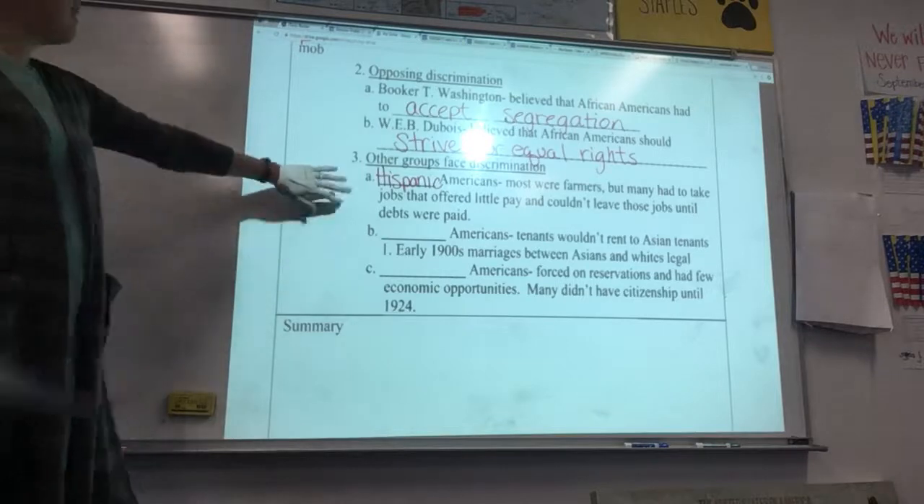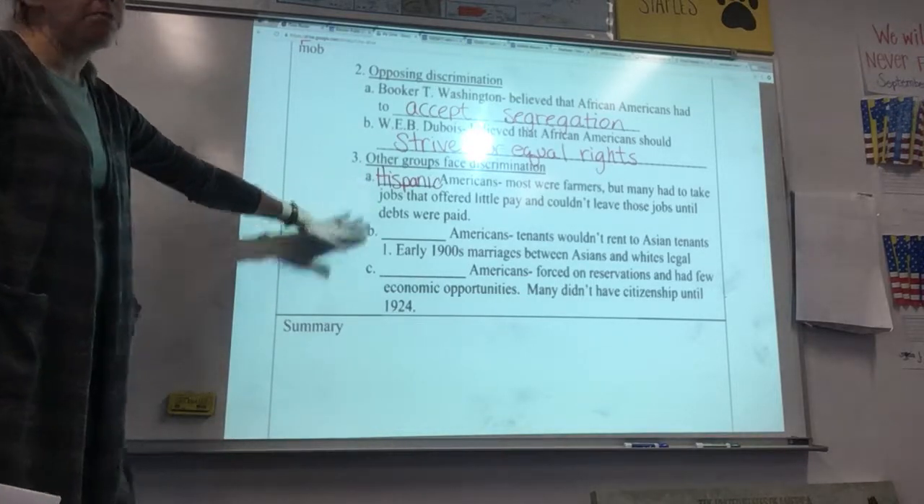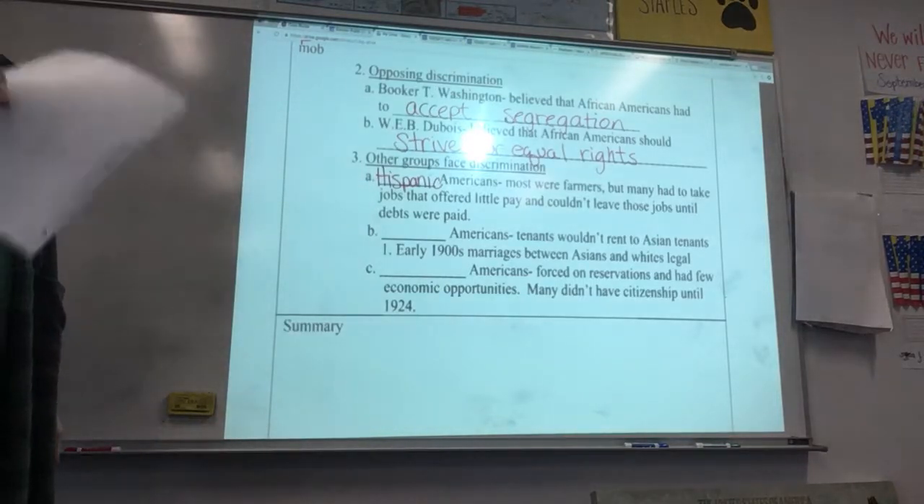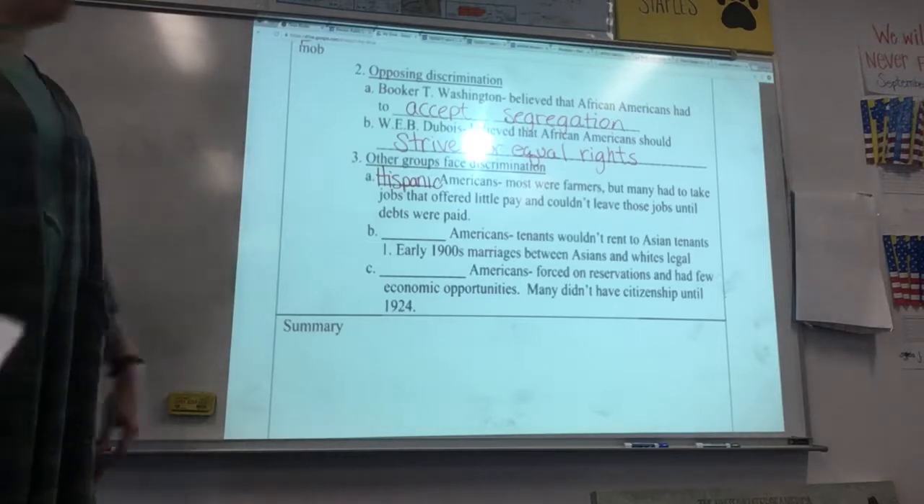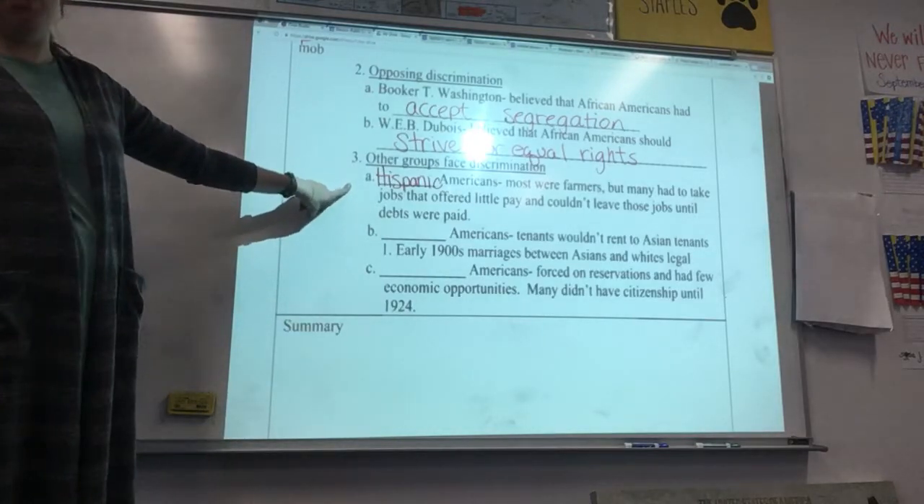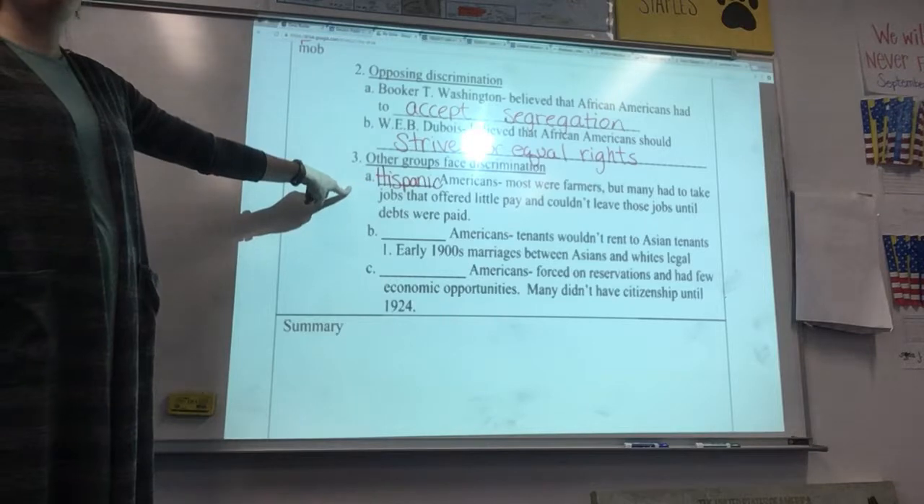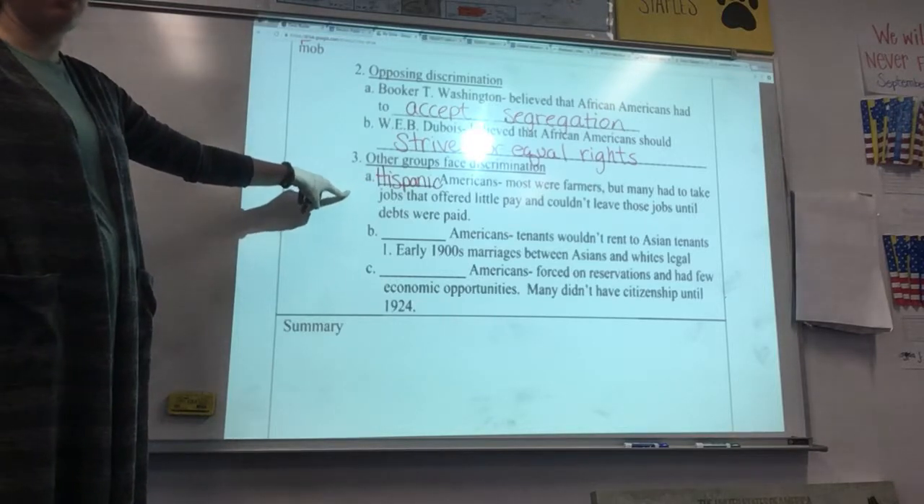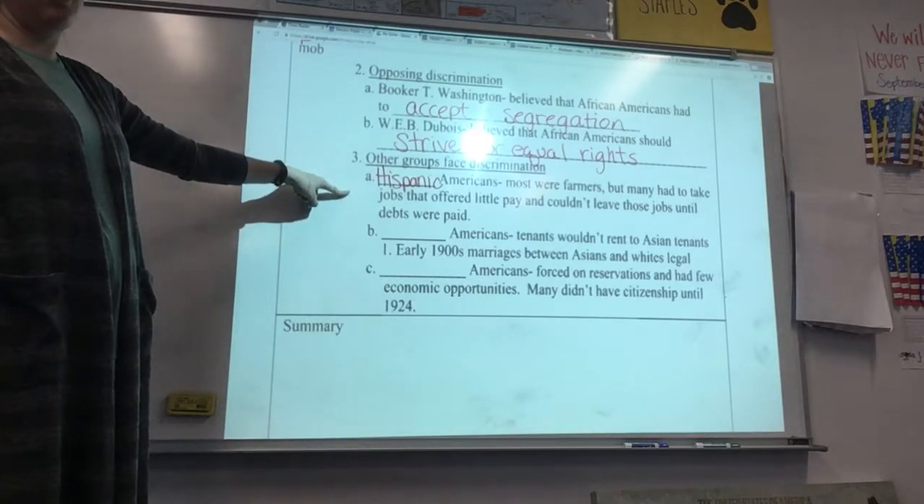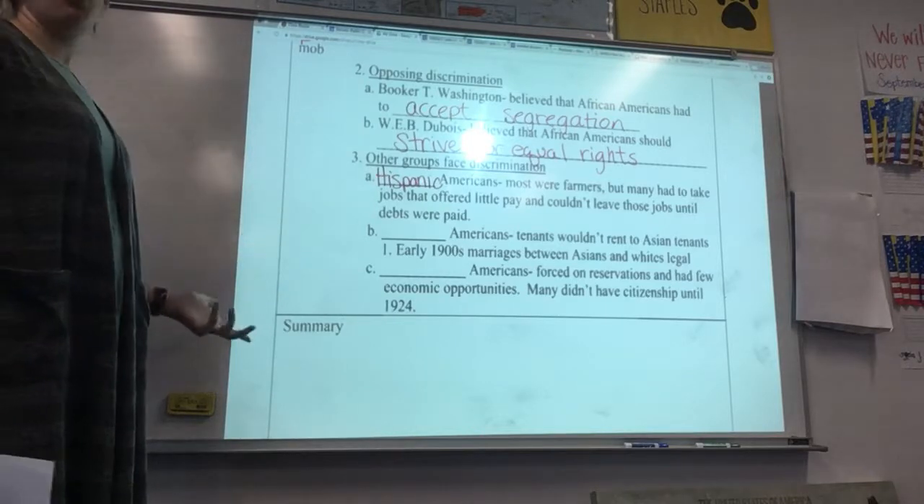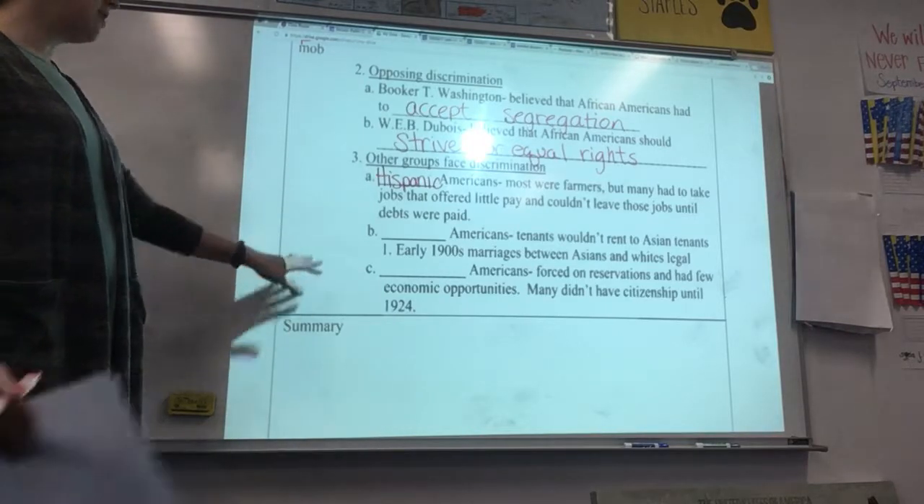So like, let's say they bought a house from somebody. They could not leave that job, even if they found a better paying one, until they completely paid off that house by working for that person. So these people are working literally for pennies to pay off their debt. It took a long time. It took their whole lifetime to pay off those debts.